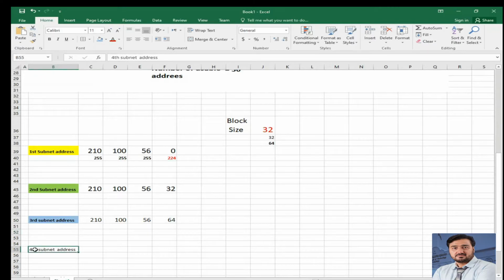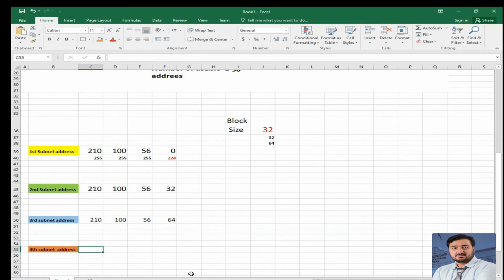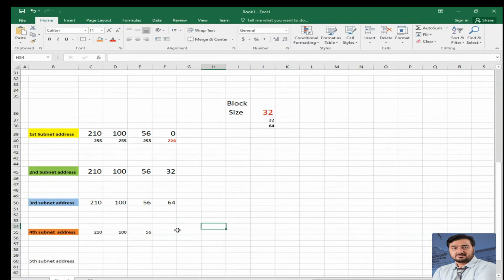Now the fourth subnet. What should be the fourth subnet? 210.100.56.64. Sorry, what should be the fourth subnet here? The last value is 64. You need to add 32 because this is our block size, so add 32 to 64. What is the value here?